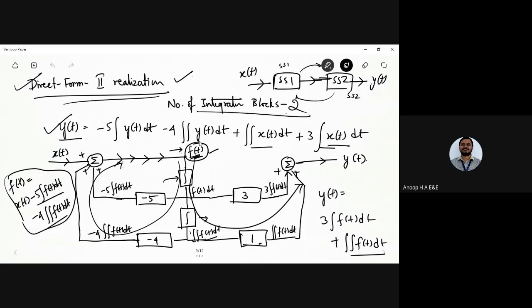First, in direct form 2 realization, you are going to have f of t present. How many integrators do you need? You need 2 integrators. After these 2 integrators are formed, you need to have the intermediate output, that is f of t. So f of t would be equal to x of t minus 5 times integral f of t dt. That intermediate output f of t you give as an input to the second subsystem, right? So you are just interchanging the coefficients of subsystem 1 and subsystem 2, as we did in direct form 1 realization.